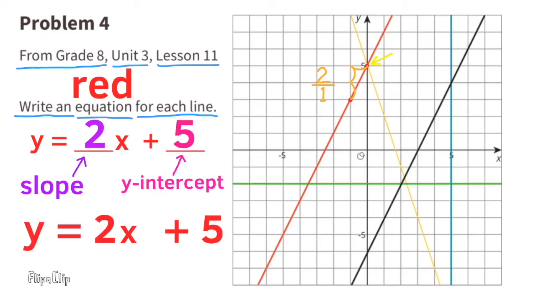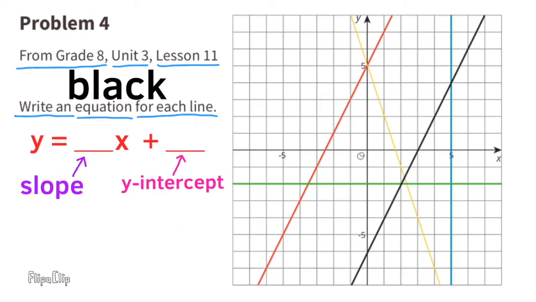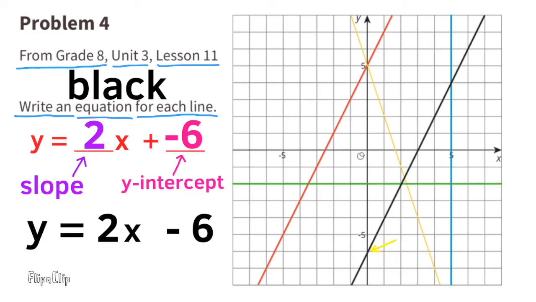Next, let's look at the black line. The black line has the same slope as the red line, and that's 2. And it has a y-intercept of -6. So the equation reads y equals 2x plus -6, which is the same as y equals 2x minus 6.